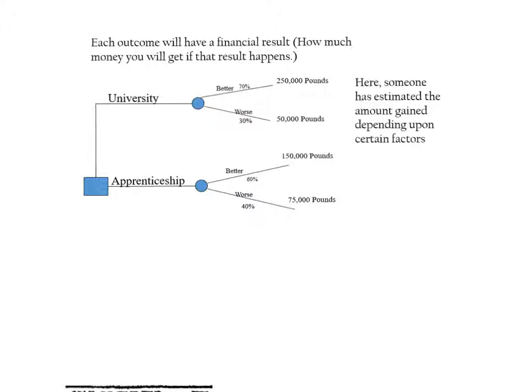Now for step four, again, this was in the table, this was data that was given to you. There will be a financial result of each option from this decision. So for example, if you decide to go for university and you get the better pay, then you'll get £250,000. If you get worse pay, it'll be £50,000. For the apprenticeship, better pay, £150,000, and for worse pay, it'll be £75,000. So someone's estimated the amount gained depending on certain factors. For example, at university, if you get better pay, it might be because you did better at university. Or for worse pay, maybe you didn't get the grades needed. For apprenticeship, it could be the same. Or it could be one of the apprenticeships had better business contacts than the other, and that's why you're getting better pay.